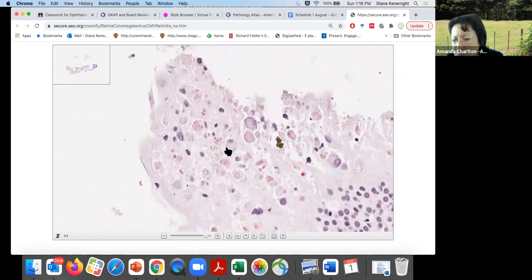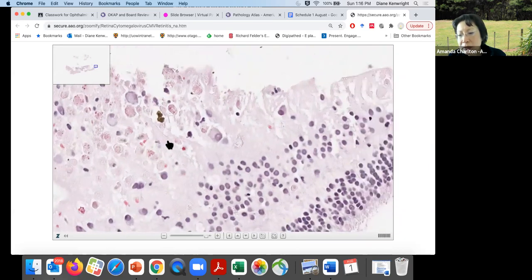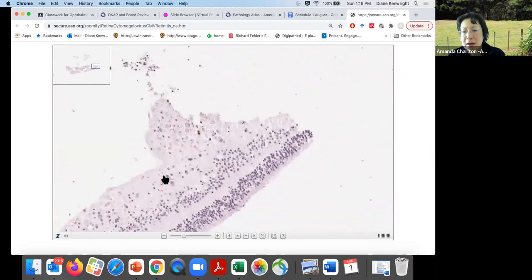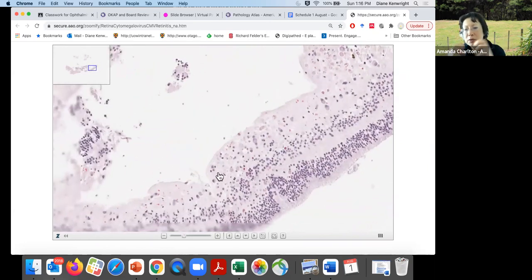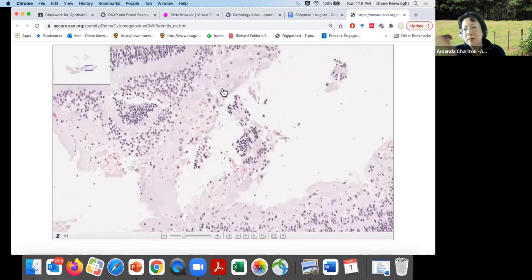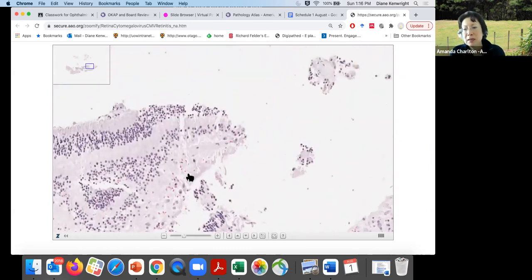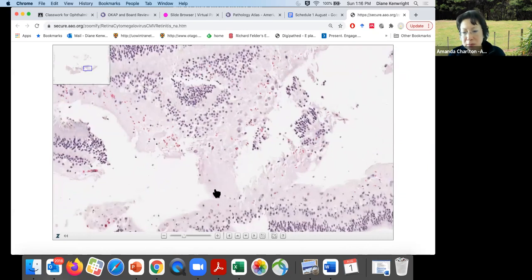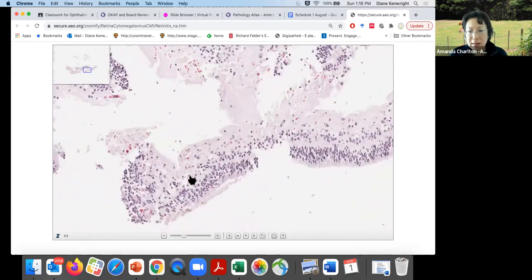Do we have any inclusions? CMV typically is meant to cause an owl's eye inclusion with a prominent nucleolar type area, whereas HSV can cause multinucleation and margination. I don't quite have features that distinguish between those two, so I would just say viral necrotizing retinitis. VZV, well, possibly you could. It's a herpes virus family.